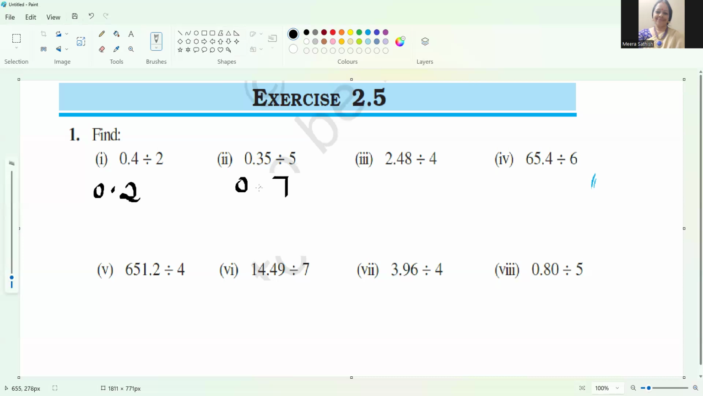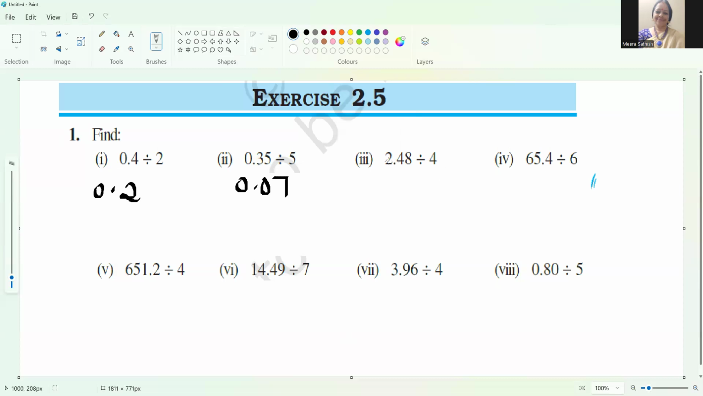So 0.07. But suppose it is 35 by 0.5, it is not the way like that. Then if you divide 35 by 5 to get 7 and if you put a decimal, it will become wrong. So again I am telling, this way of simply putting the decimal as per the numerator is possible only if you are dividing by a whole number. Remember that. Now, 2.48 by 4.